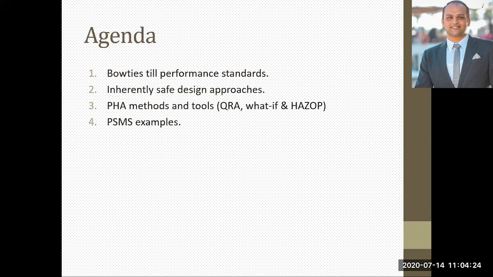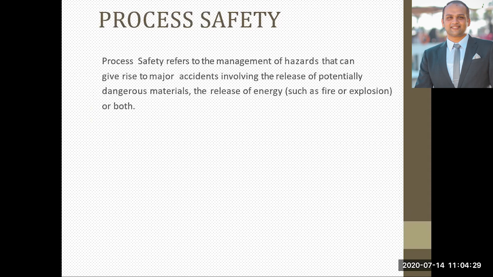Let's start directly. What is process safety? Formally, we can say that process safety refers to the management of hazards that can give rise to major accidents involving the release of potentially dangerous material, or the release of energy such as fire or explosion. But in other words, you can easily say that the scope of process safety is to prevent any potential loss of containment of any hazardous material, whether it's a hydrocarbon, for example, or a material under certain conditions like high pressure or high temperature, which can cause harm, not only to personnel but even to the environment, or can cause cost loss. So this is process safety.